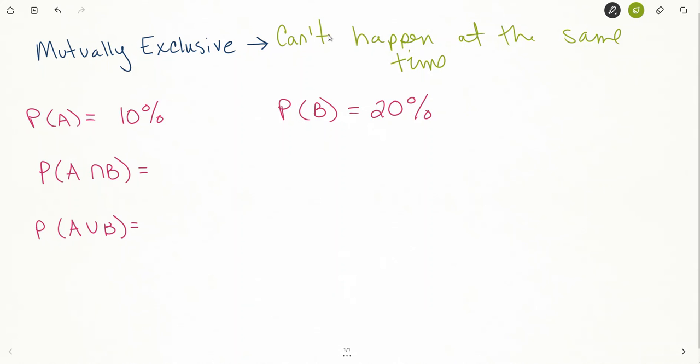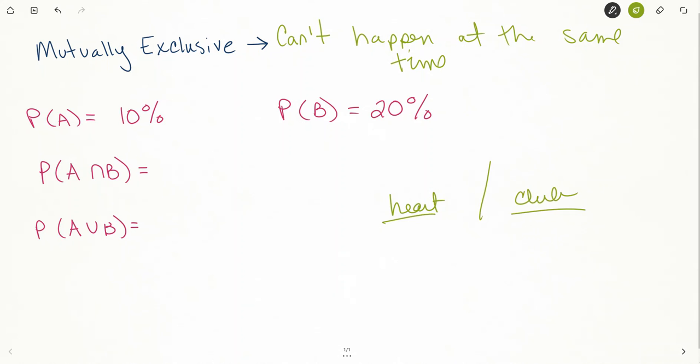Here's an example of two events that are mutually exclusive. If you were to draw a card from a standard deck of cards, the event of drawing a heart and the event of drawing, let's say, a club, those are mutually exclusive. You can't get a card that's a heart and a club at the same time.